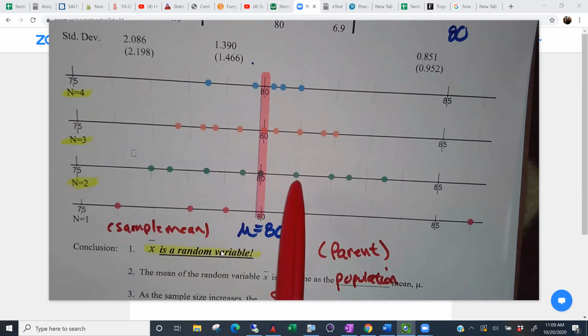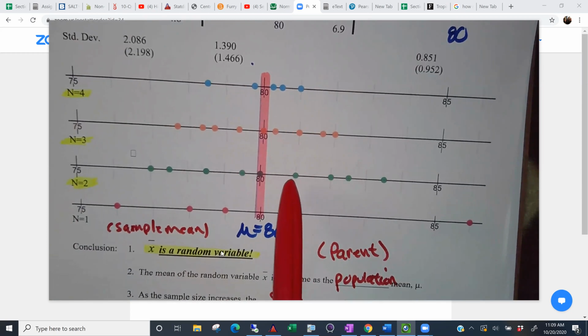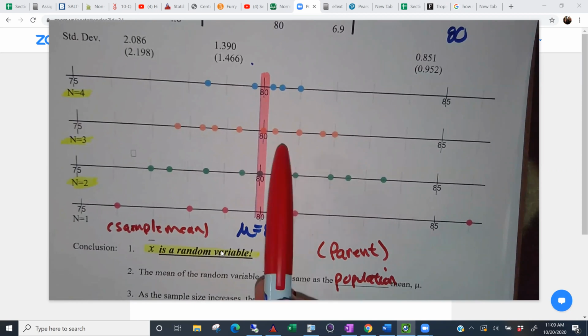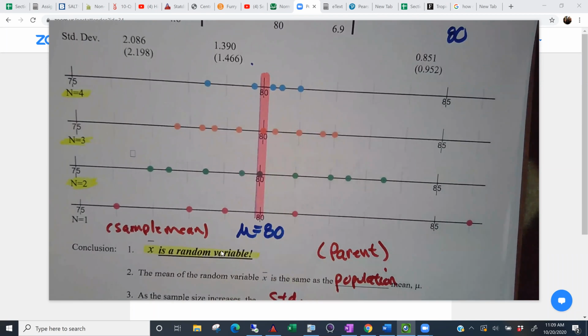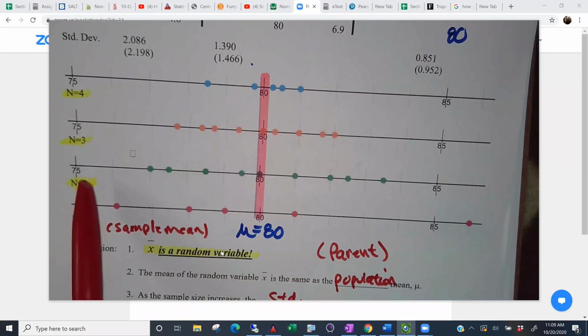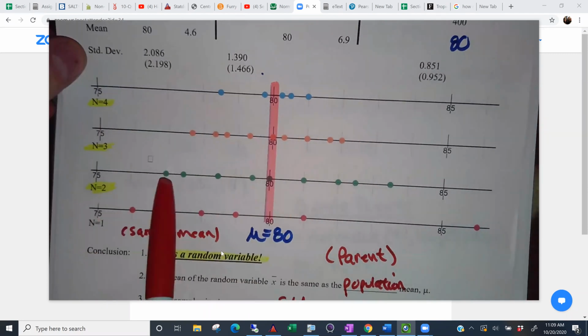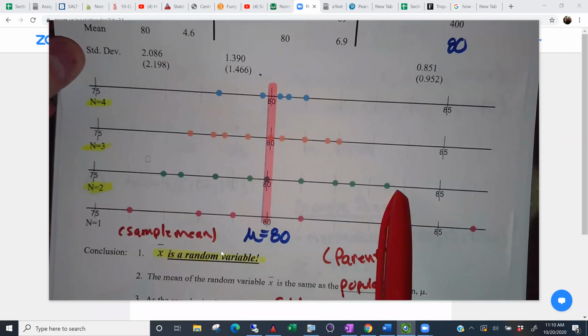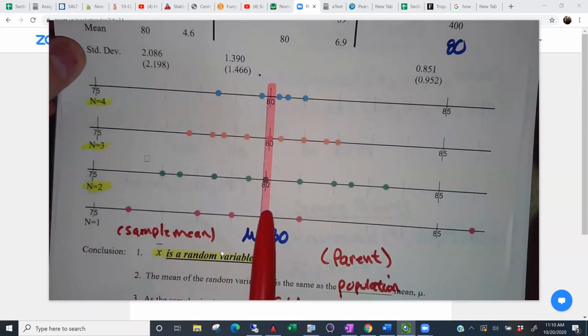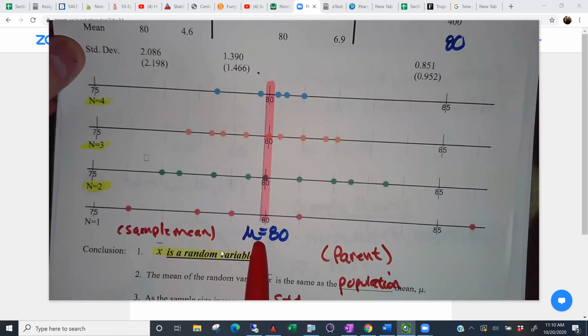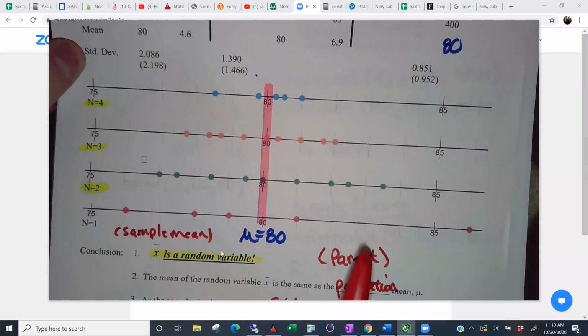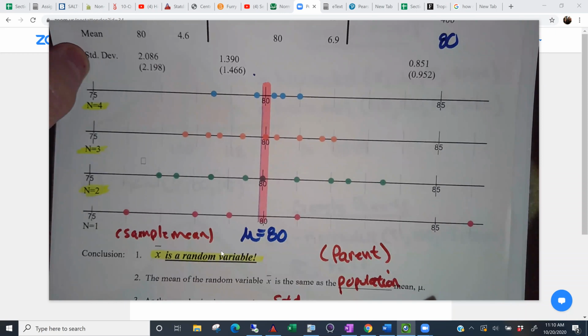So not bad. But then we decided, okay, we won't be as lazy as just taking samples of size 2. We'll take samples of size 3 and then samples of size 4. And what we noticed was that whatever the sample size was, on average, all these different sample means actually had the mean of the population. So that made them an unbiased estimator, which was good.